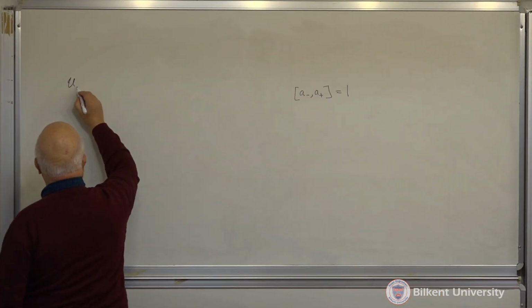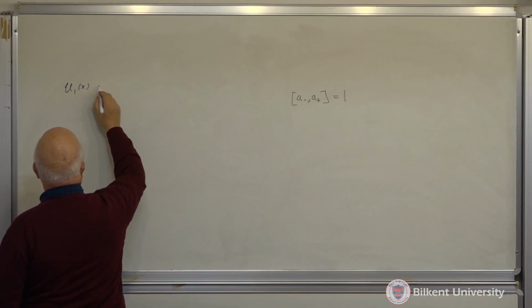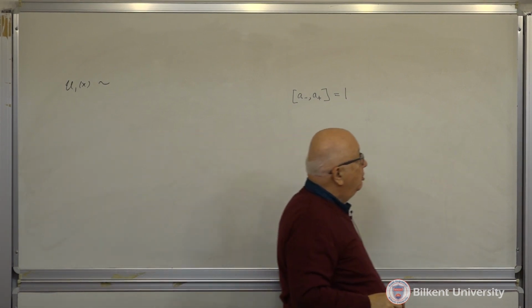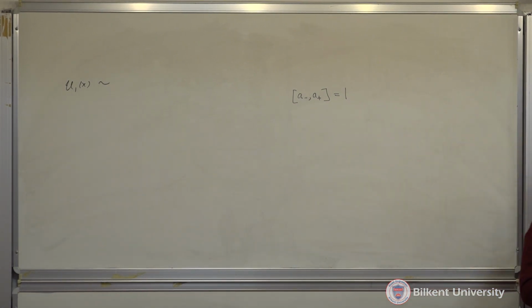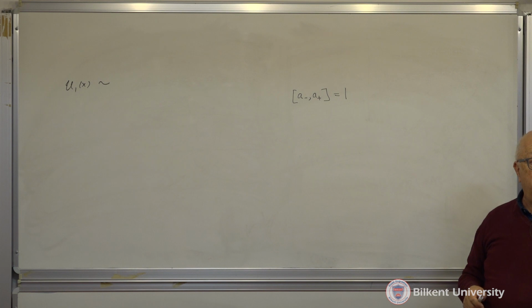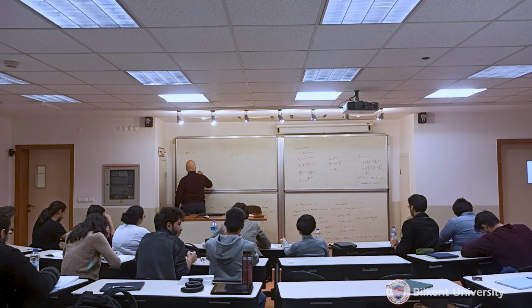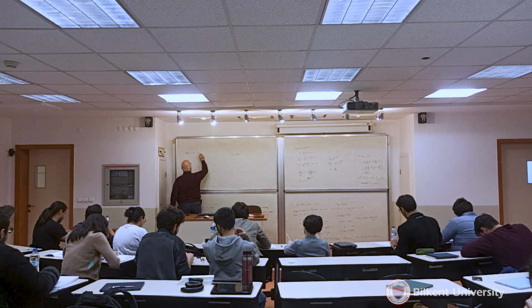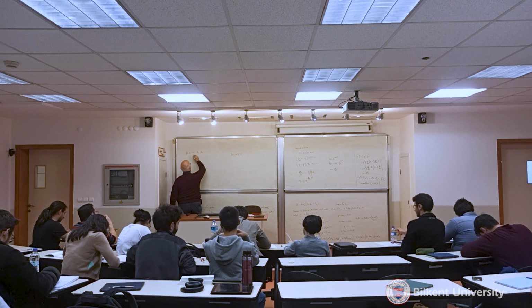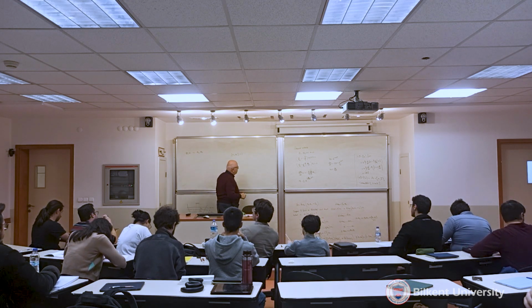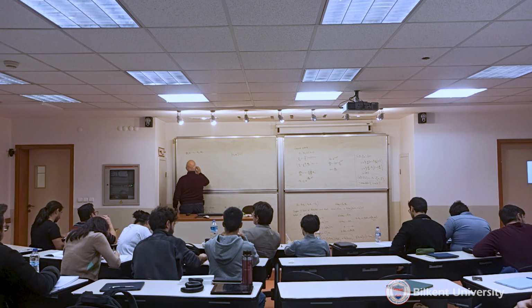So u1 of x is going to be proportional to... you see, we have no guarantee that if we know what u0 is and we apply a plus to it, we are going to get something proportional to u1, but there is no guarantee that the normalization is going to be conserved when I apply an a plus. Okay, so a plus u0 is going to give me something proportional to u1. Let's see what that is.